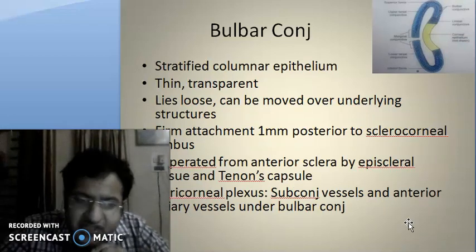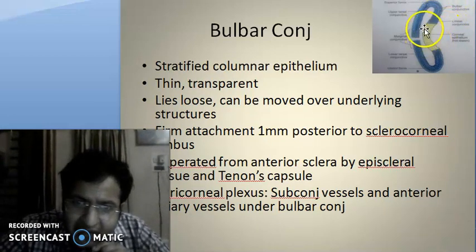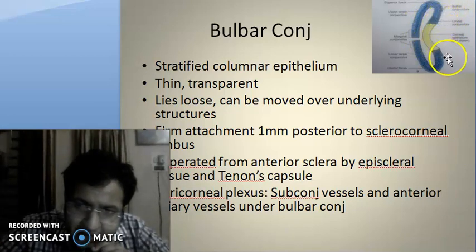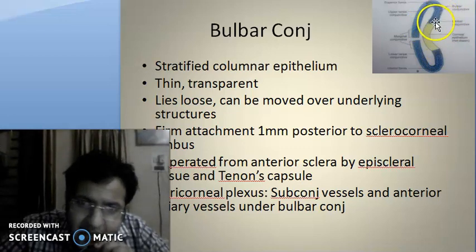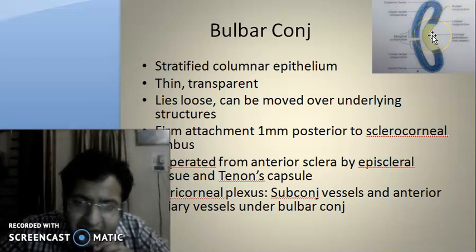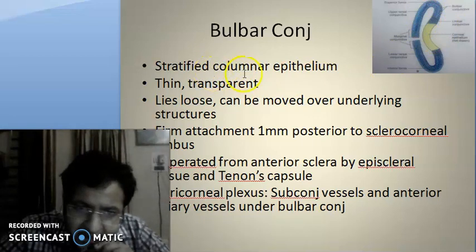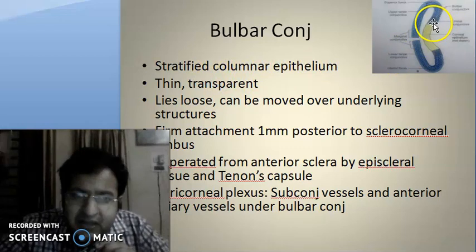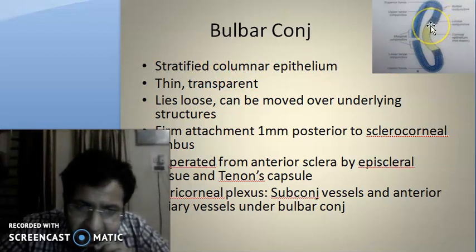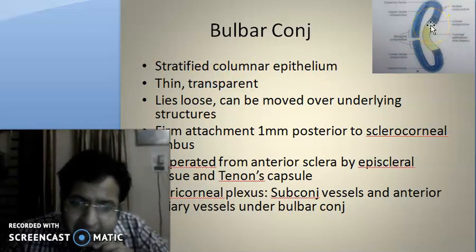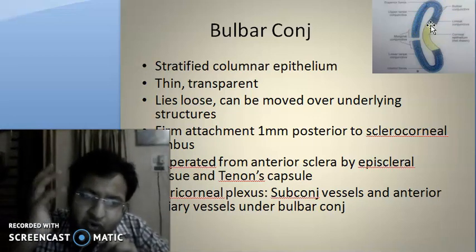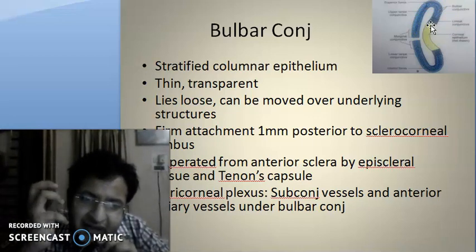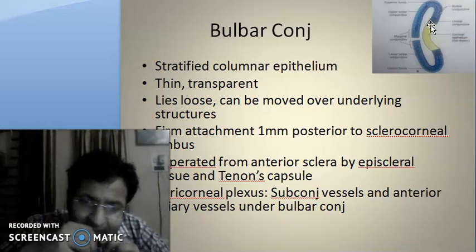What is the bulbar conjunctiva? The bulbar conjunctiva is that part of the conjunctiva which lies just in front of the eyeball. It is made up of stratified columnar epithelium. The basal layer of this epithelium is columnar, that's why it is a stratified columnar epithelium. It is thin, transparent, and lies loose, and the bulbar conjunctiva can be moved over the underlying structures, that is the episclera and the sclera.